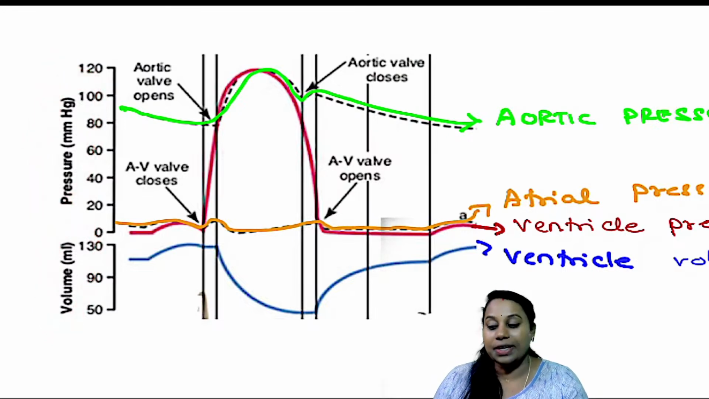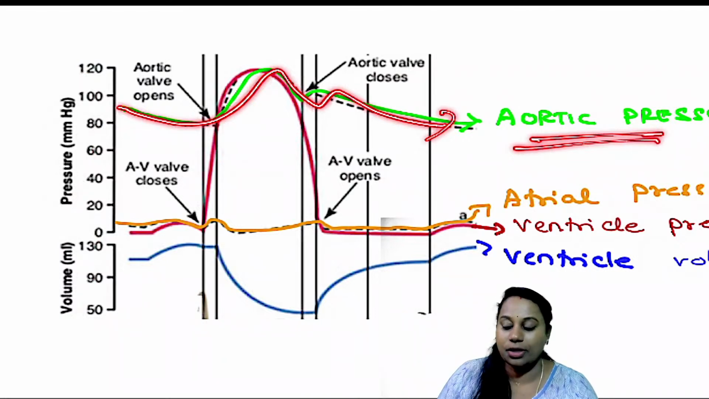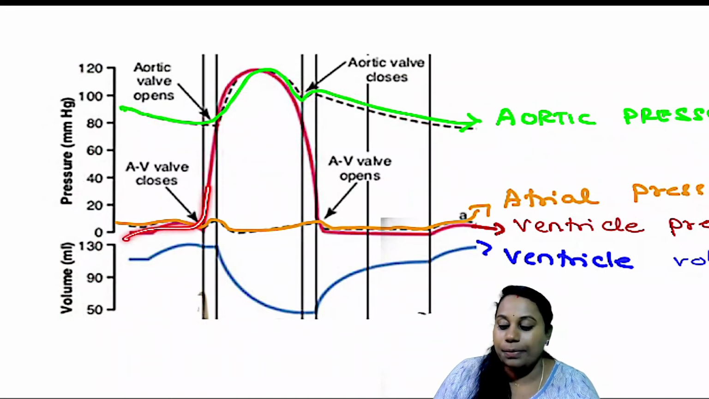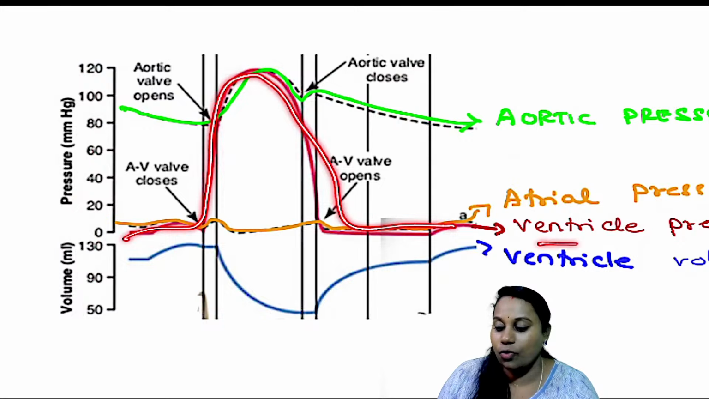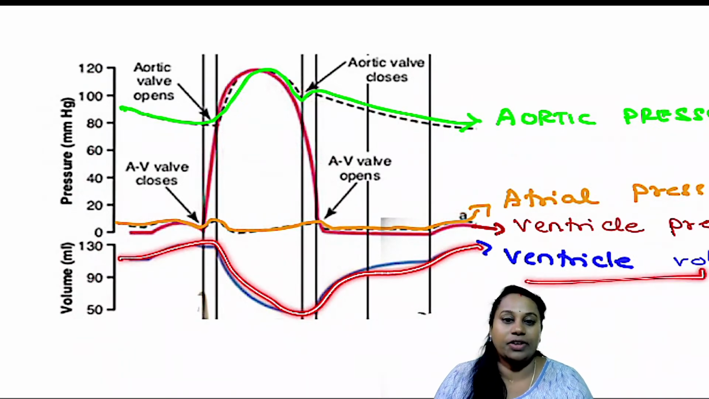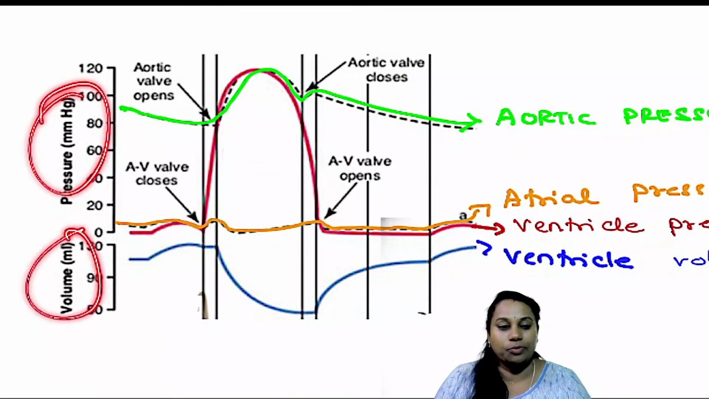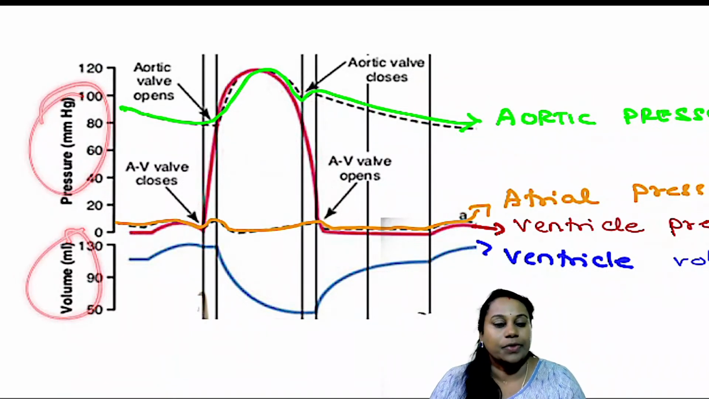How will you read the cardiac cycle diagram? First, read the pressure changes. The topmost curve here is aortic pressure curve. The biggest curve that you see, ventricular pressure curve. This small curve that you see, atrial pressure curve. And there is one volume curve, the ventricular volume curve. So we have pressure curves and volume curves in the cardiac cycle diagram.